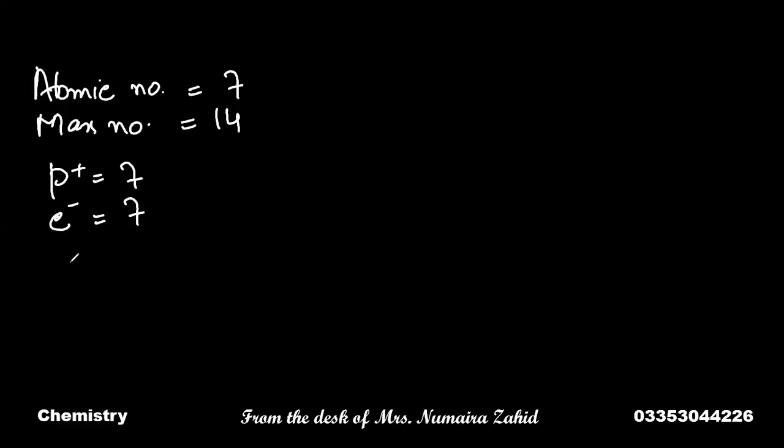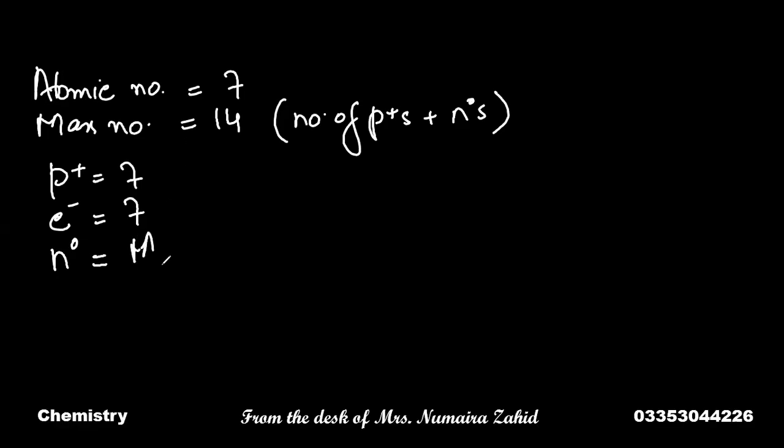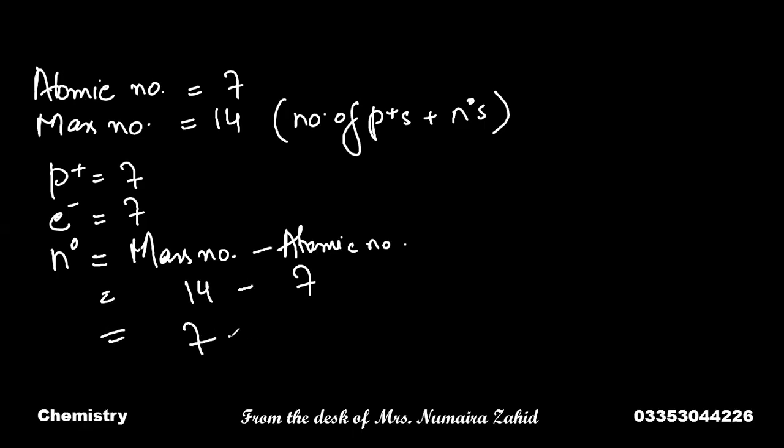The mass number relates the number of protons and neutrons. So we can calculate the number of neutrons by subtracting the atomic number from the mass number. Mass number minus atomic number, which is 14 minus 7, gives us 7 neutrons present in this element. Got it?